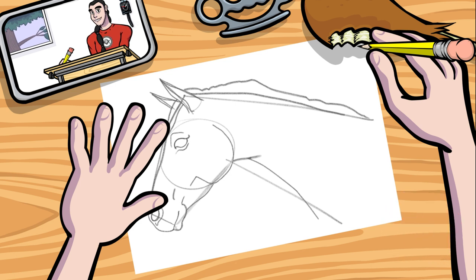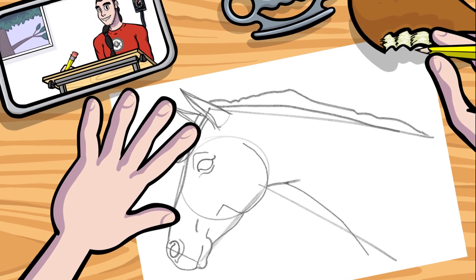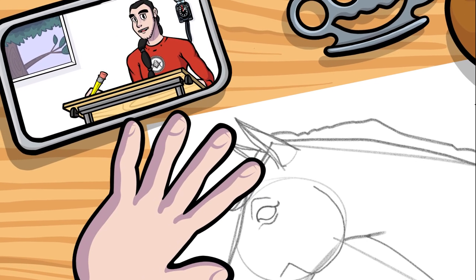If you want your horse's mane to be falling over on the opposite side of your horse, then you are basically all done with your sketch. Otherwise, let's try adding some clumps of hair to our side of the picture plane.